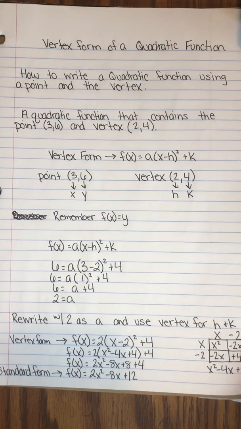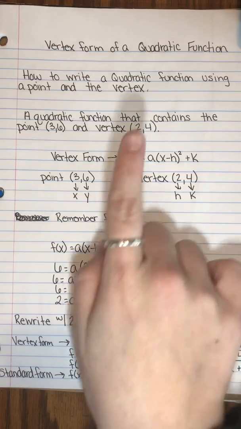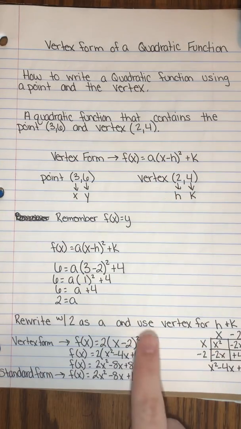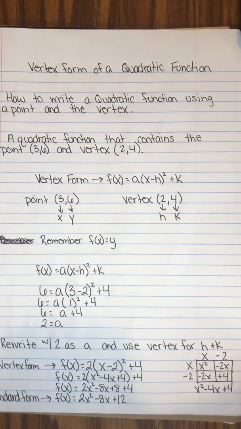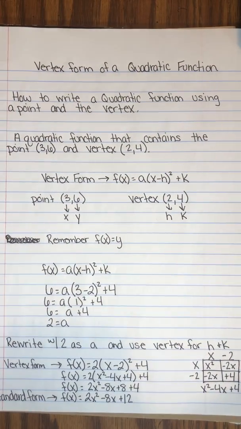All right, so this is how you go from a point and a vertex to vertex form and then down to standard form. I can't zoom out anymore, but here it is. If you have any questions, let me know.